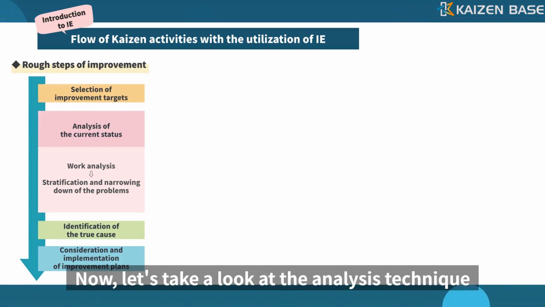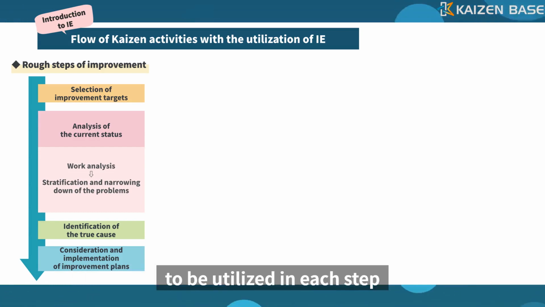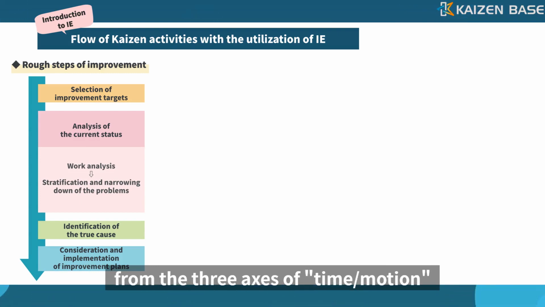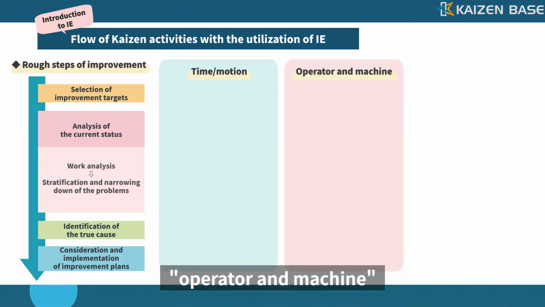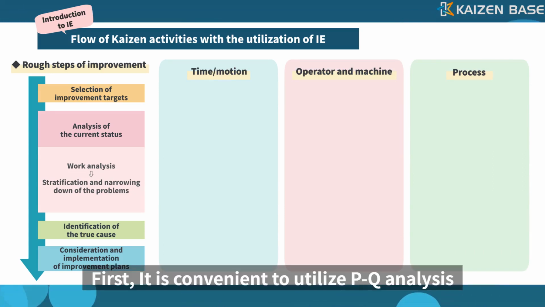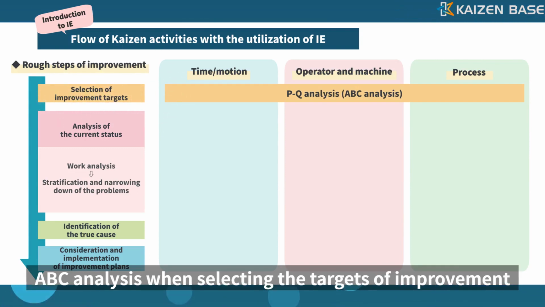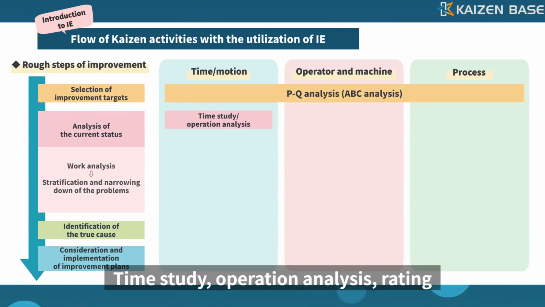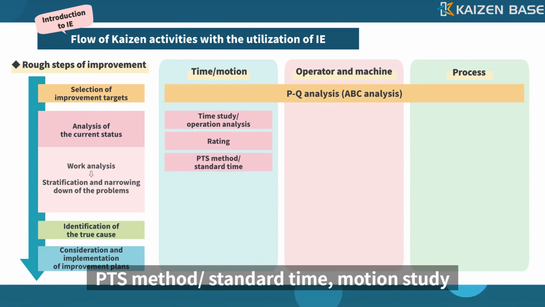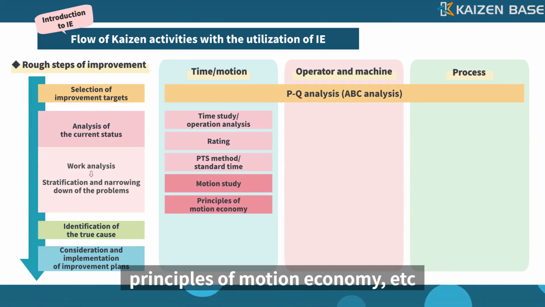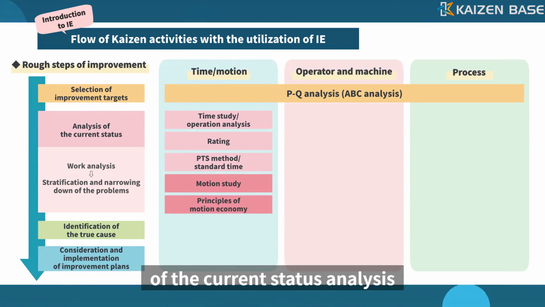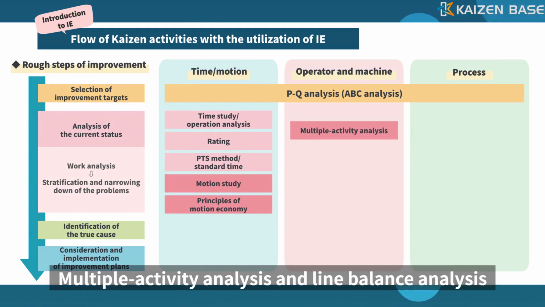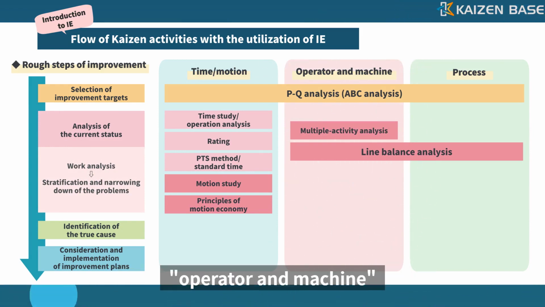Now, let's take a look at the analysis technique to be utilized in each step from the perspective of consideration from the 3 axes of time, motion, operator and machine, and process of this flow. First, it is convenient to utilize P-Q analysis, ABC analysis when selecting the targets of improvement. Time study, operation analysis, rating, PTS method, standard time, motion study, principles of motion economy, etc. are effective from the perspective of time motion of the current status analysis. Multiple activity analysis and line balance analysis are effective from the perspective of operator and machine.